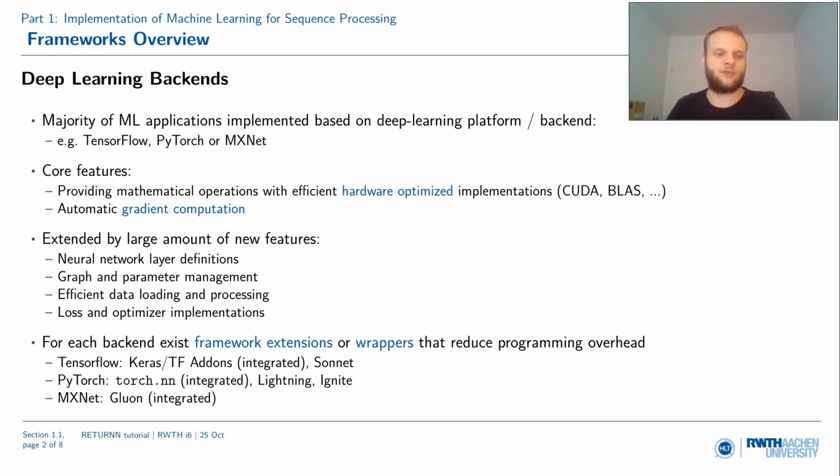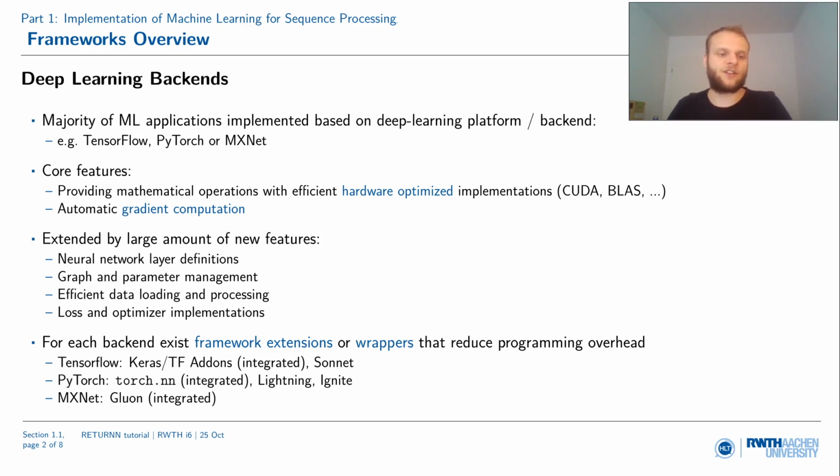So nowadays we have neural network layer definitions, graph and parameter management, there are efficient data loading and processing pipelines, and there are plenty of loss and optimizer implementations. Also, because in some cases writing in the backend code itself was still a lot of work, different higher level frameworks were integrated into those backends. So for example, in TensorFlow, we now have the integrated Keras framework and the TensorFlow add-ons. And there exist additional wrappers such as Sonnet.